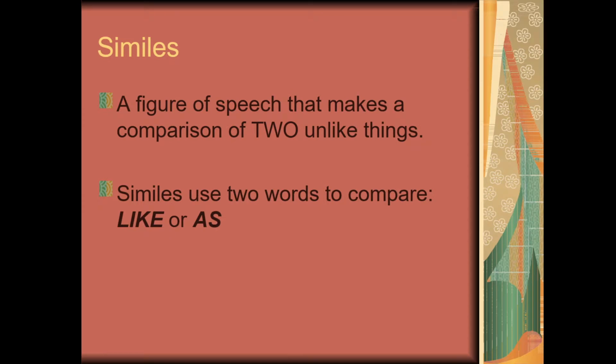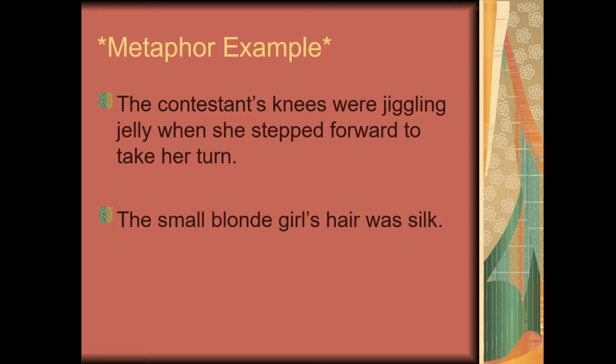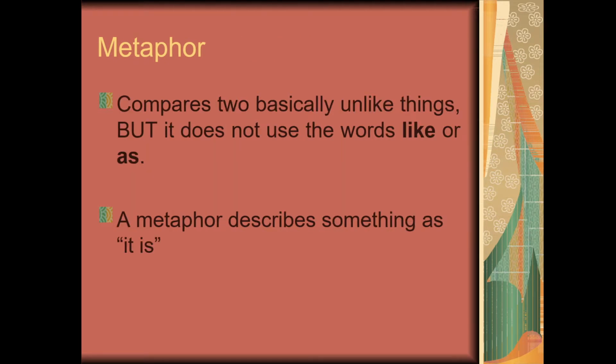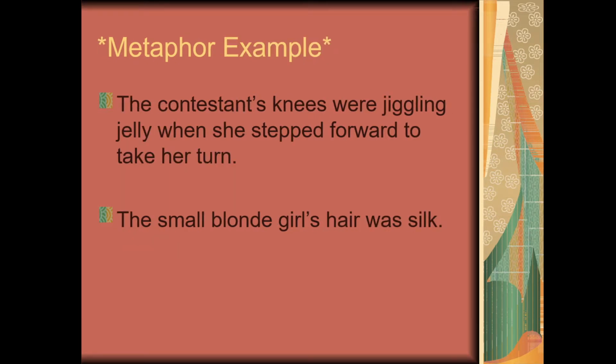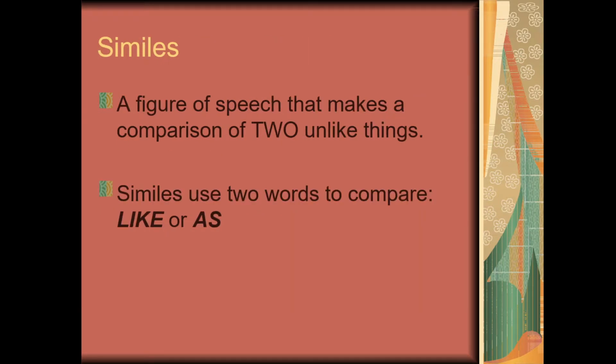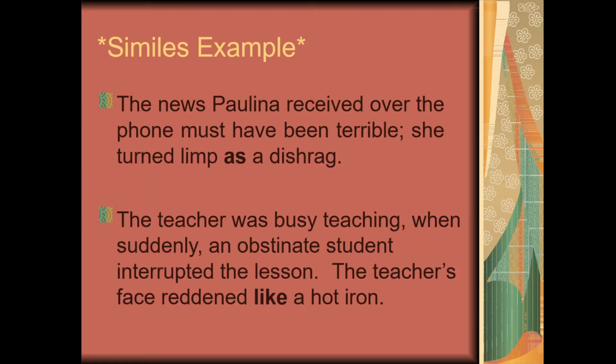So what's next? We have similes. A simile is a figure of speech that makes a comparison of two unlike things. It is quite similar to metaphor, but in metaphor we don't use like or as. We say it is, as if you go back here, something as it is. So basically, to explain it much better, we have this example.